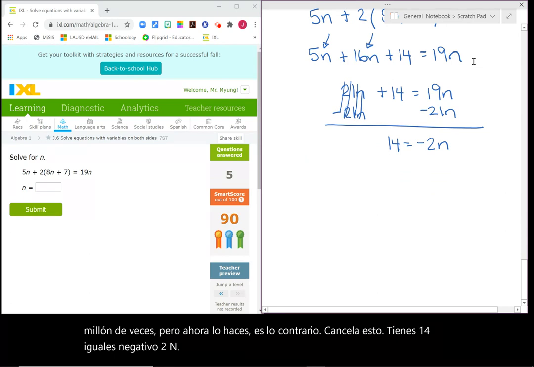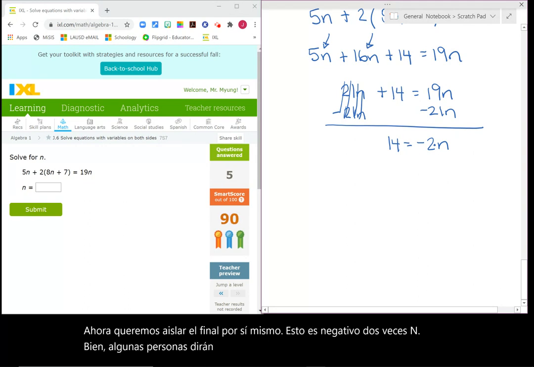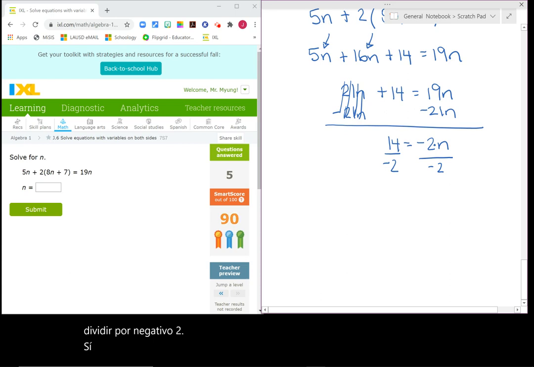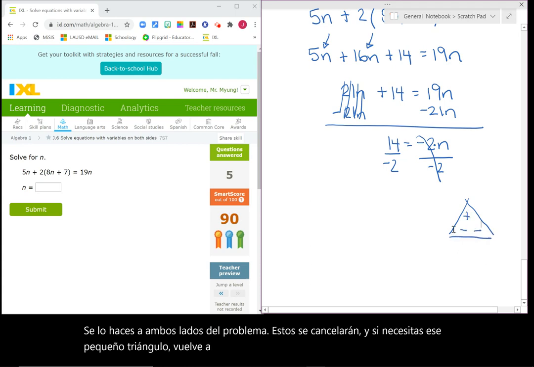Now we want to isolate the n by itself. This is negative 2 times n. Some people will say plus 2 on there. You do not add 2. You have to remember this is negative 2 times n. So you must divide by negative 2. You do it to both sides of the problem. These will cancel out. And if you need that little triangle again, go back to that triangle. This triangle works for every multiplying and dividing of signs.